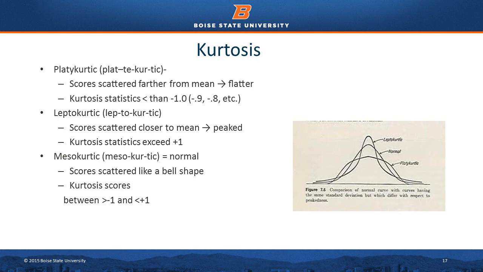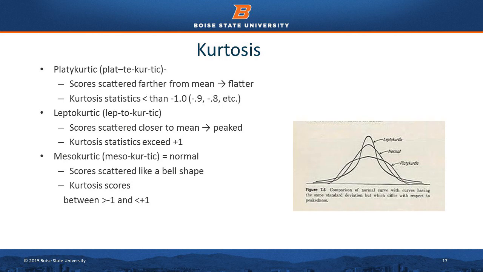There are three types of kurtosis which you should know. The first is platykurtic, where the scores are scattered farther from the mean, hence the curve is flatter. SPSS will provide us with a kurtosis value. If the value is less than -1, a platykurtic curve exists. With a leptokurtic curve, the scores are closer to the mean, with the curve appearing peaked. The SPSS statistic that is obtained for leptokurtic curves would be greater than +1.